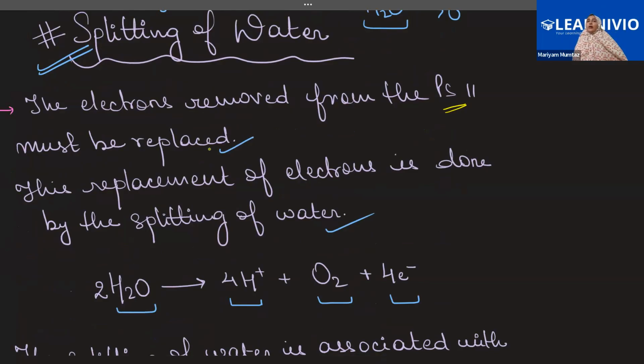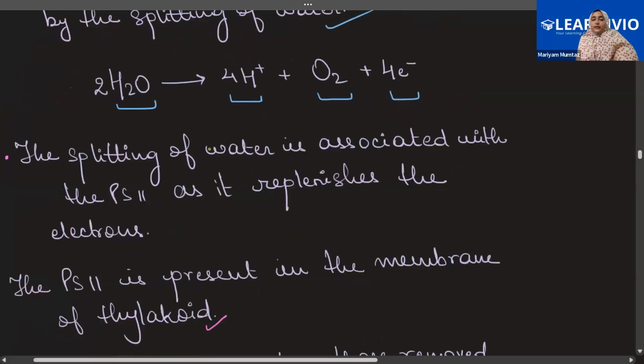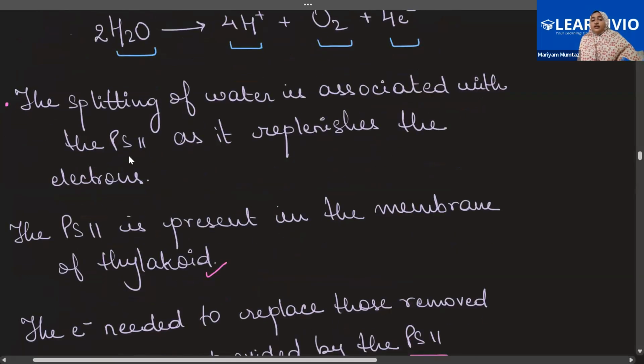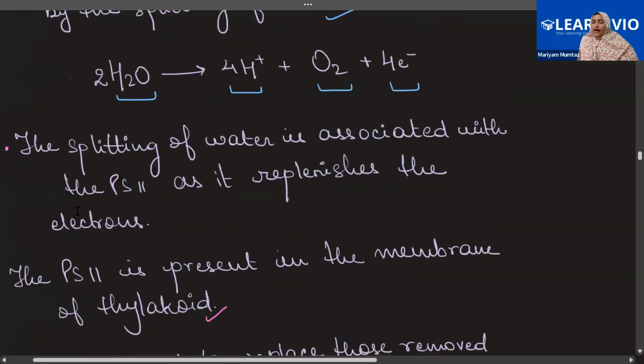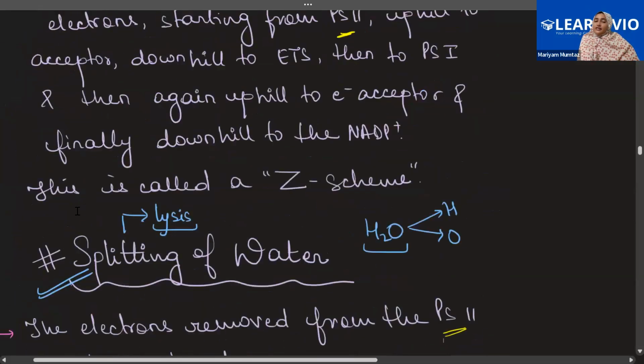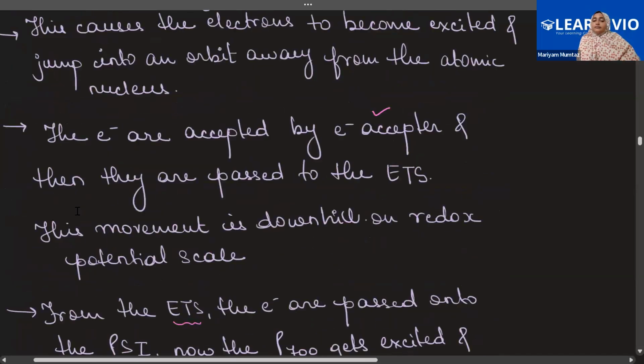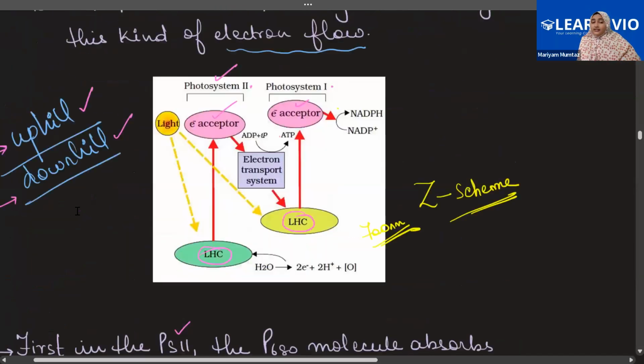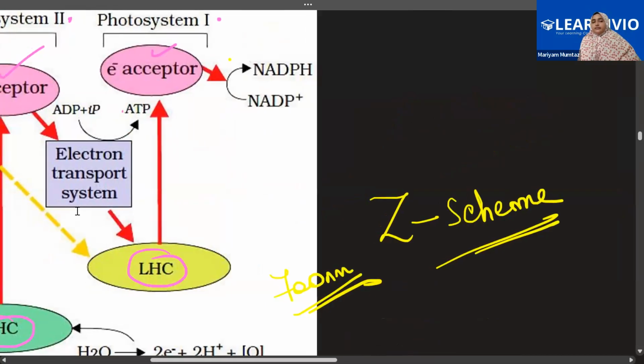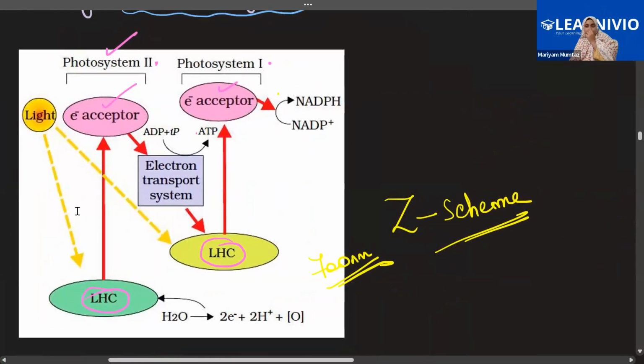When the water molecule splits, it gives us 4 electrons, and these electrons are used in the process after PS2, meaning in PS1. The splitting of water is associated with the PS2 as it replenishes the electrons. Are you getting where the electrons have to be replaced? Tell me in this diagram where the electrons would have to be replaced, the thing that I'm teaching you right now.